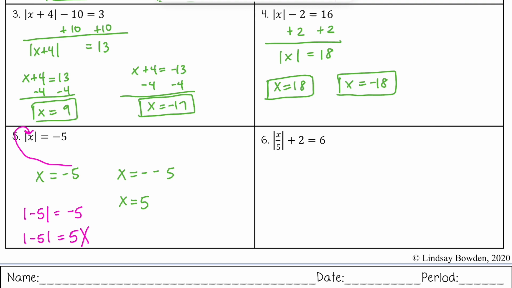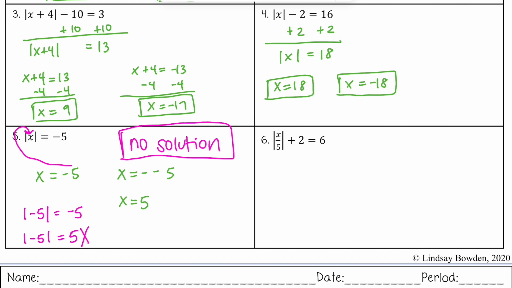That is not true. So in this case, there is actually no solution. So that would be our answer, no solution, because there's nothing you could substitute in for x that would give you a negative answer back. Absolute values are always positive.